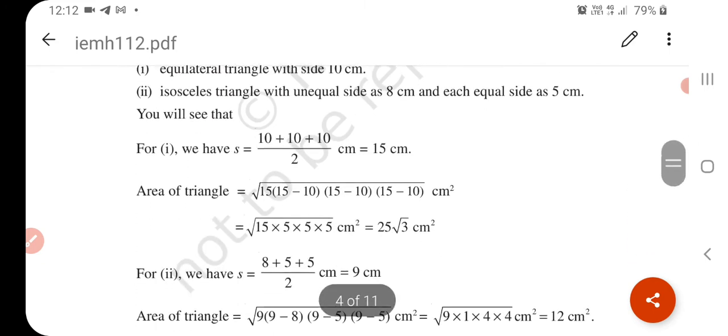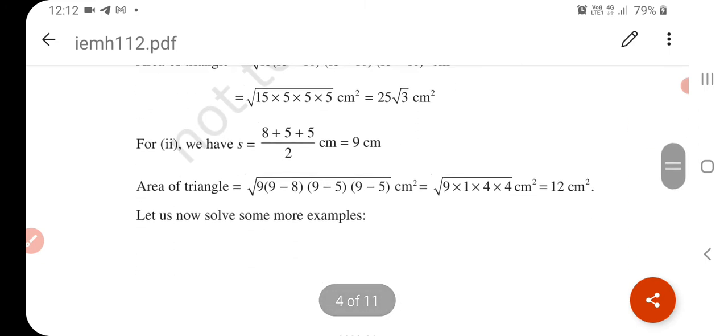So this is our Heron's formula: root of s into s minus a, s minus b, s minus c. That is Heron's formula. And here s is the semi-perimeter, and how to find the semi-perimeter? When you find the perimeter and divide it by 2, you get the semi-perimeter. Okay, so this is your Heron's formula, and with this formula you can find the area of any triangle. Okay, understand?